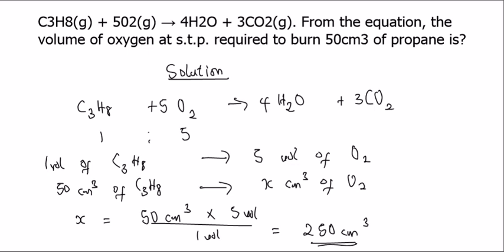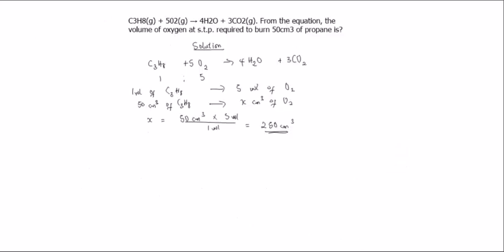That is, if we have 50 cm³ of propane present, 250 cm³ of oxygen gas will be required for the combustion reaction. With this, we've come to the end of the solution to the question.